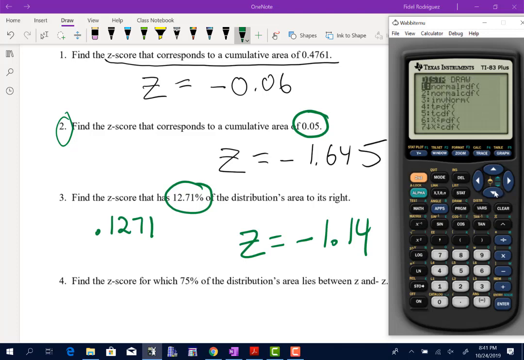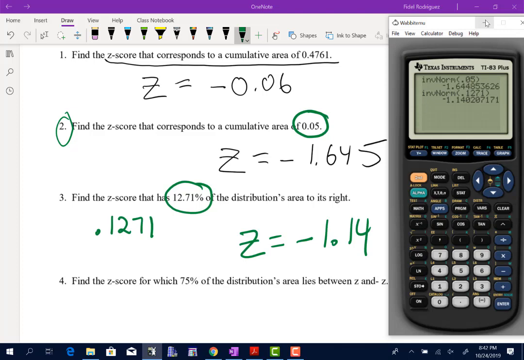Let's do one more, guys, just to make sure that we're on the same page here. Inverse norm, right? And what number am I going to enter this time? 0.1271. Close it off and hit enter. And are we still coming up with negative 1.14? There we go. Okay. So again, guys, you have options. If you like the table, use the table. The table on this one is going to take you a little bit longer because you're looking at a whole bunch of numbers, and it can get a little confusing.